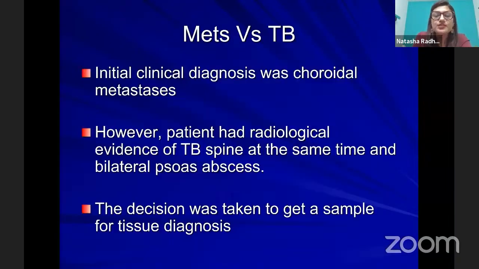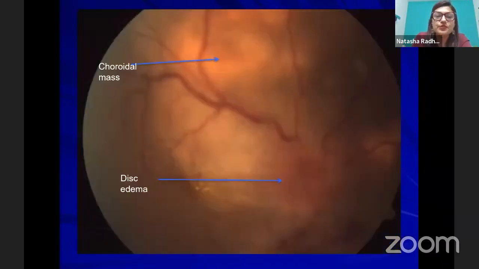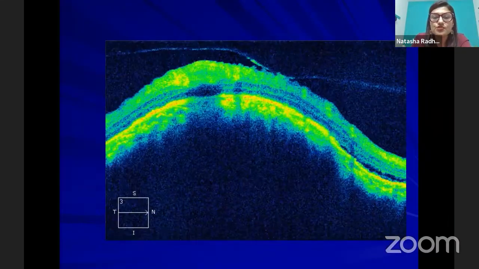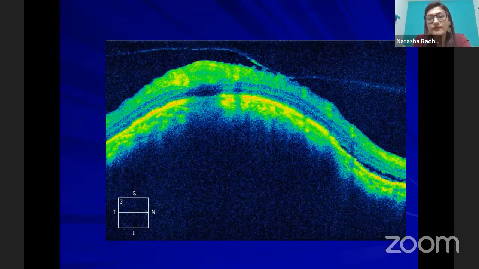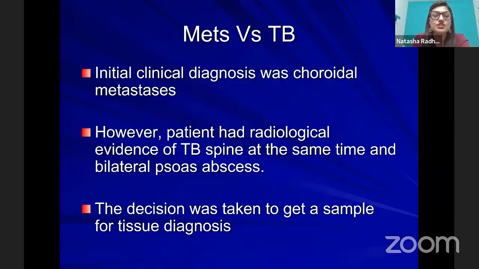Yeah, she had evidence of TB spine at the same time with bilateral psoas abscess. So here we have two pathologies in the same patient, and the patient presents to us with a large choroidal granuloma-like mass with disc edema and fluid around it. And so we were confused as to, are we dealing with METs or are we dealing with TB? And ultrasound B scan again just did not give us any typical picture.